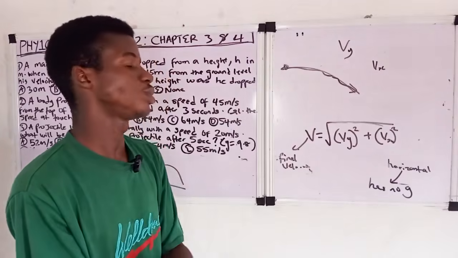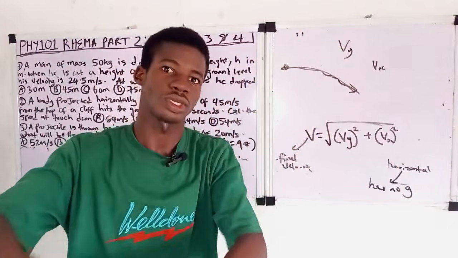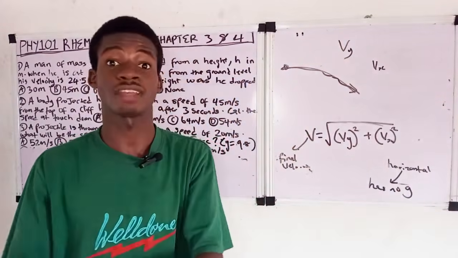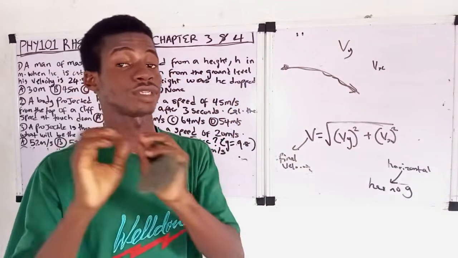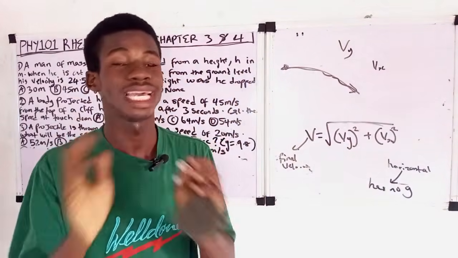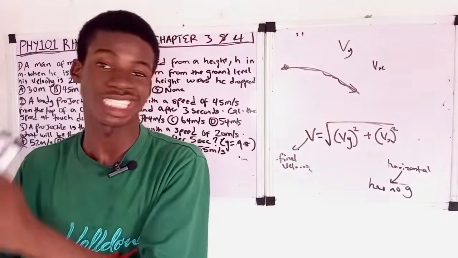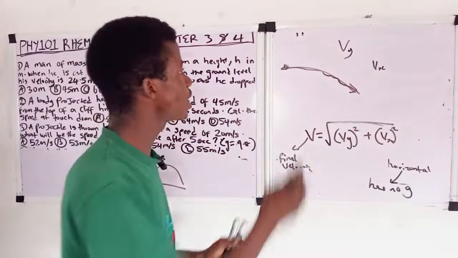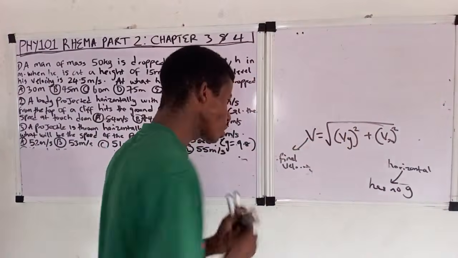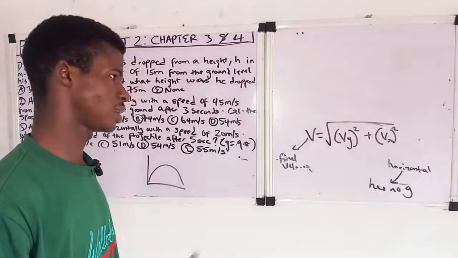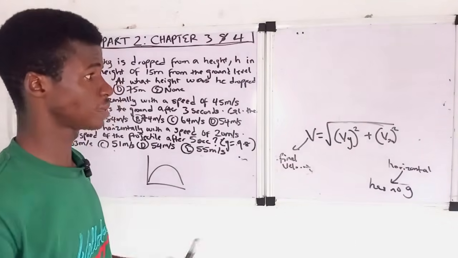So we have horizontal motion and we have vertical motion. Vertical motion is affected by g. The horizontal motion in projectile is not affected by g, so g is 0 in horizontal motion. In vertical motion, g is involved. So let's continue. Now remember, let me just be fast.